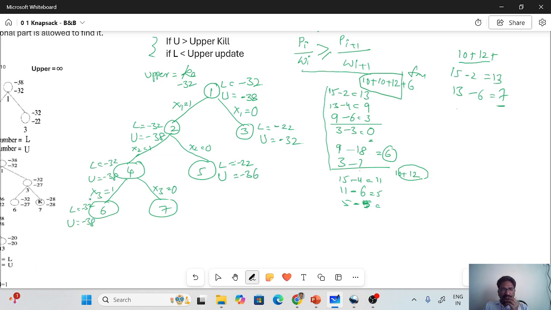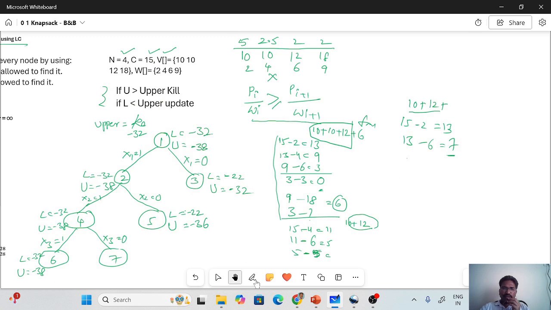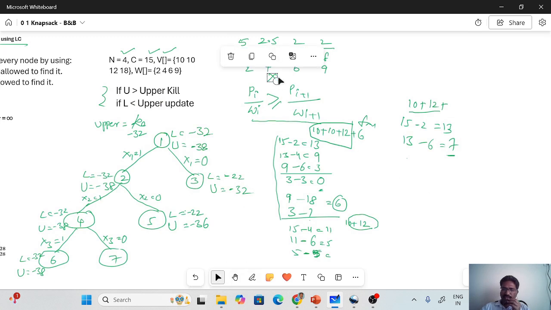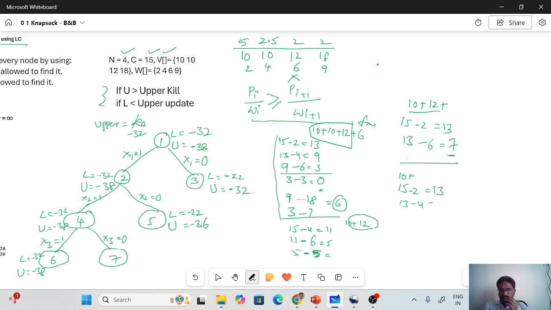Now come to this right side. What does that mean? 1, 2 considered, 3 not considered. So I am going to find once again without the third item, the L value, nothing but without fraction. Initially it has 15 knapsack capacity, 15 minus first item weight 2. Remaining free space is 13. For your profit, 10 placed. 13 minus what is the second item weight? 4. Free space is 11.